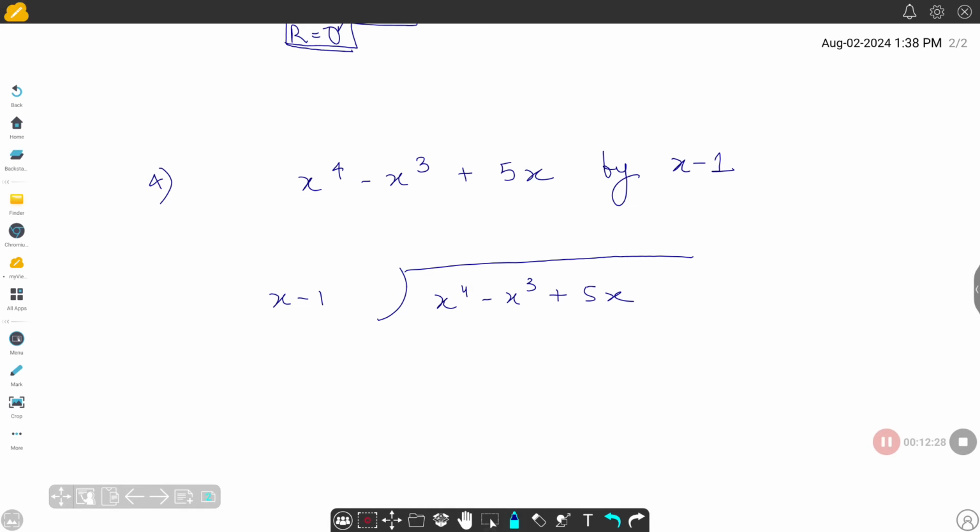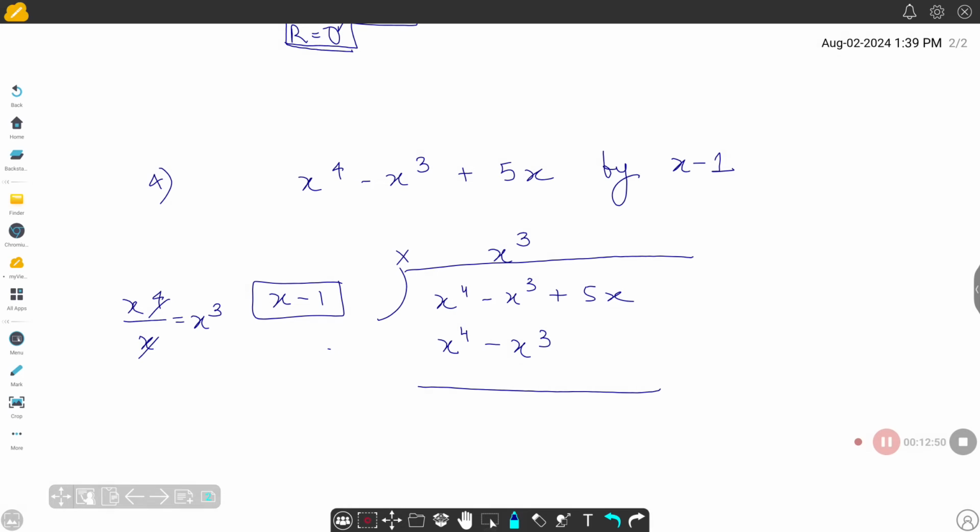So here x to the power 4 is to be divided by x, so it will give me x cube. So write x cube as the first term of the quotient. Now it needs to be multiplied by the entire divisor. So it will be x to the power 4 minus x cube. So change the sign here, it will become minus, and minus and minus becomes plus. So it will be eliminated, and minus y cube and then plus y cube, this will also be eliminated.